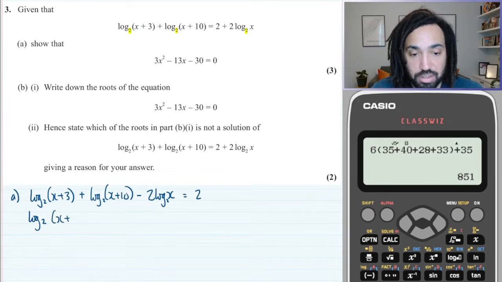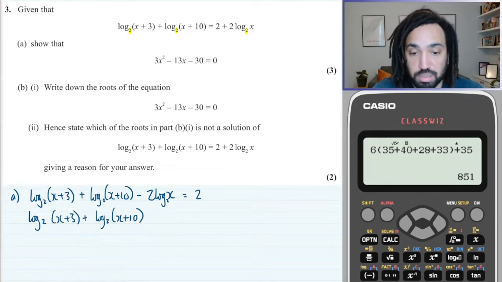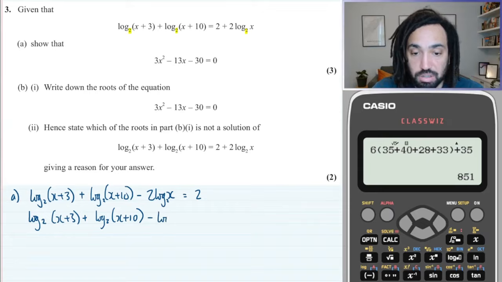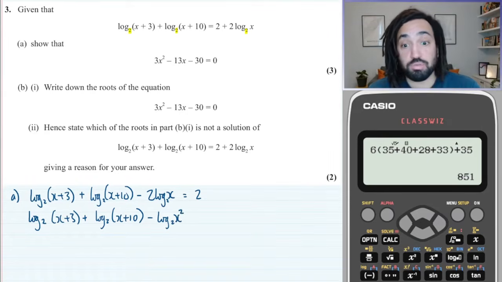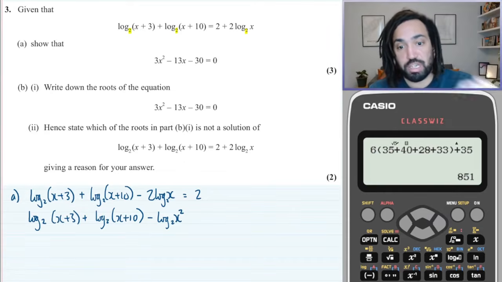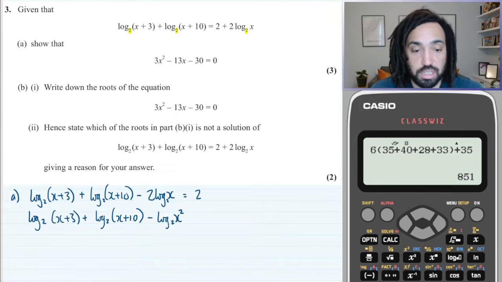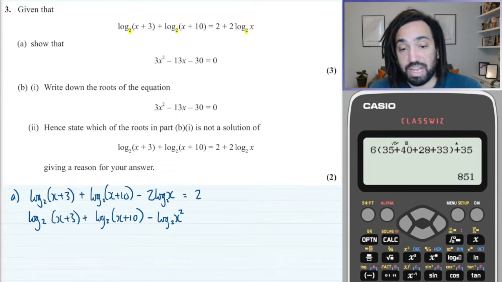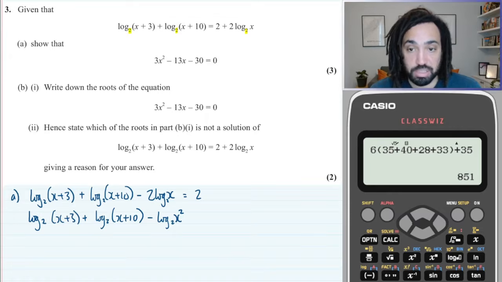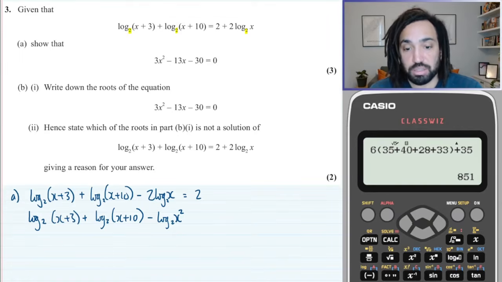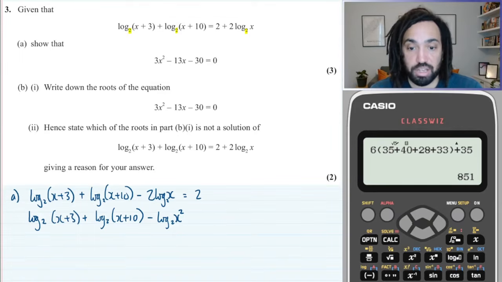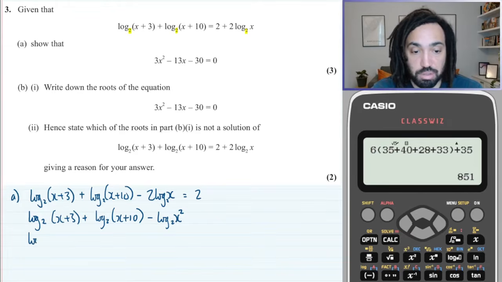Okay, the next thing I'm going to do is collect them all up. Before I do that though, I need to change the fact that there's a coefficient in front of this one. So I'll write that as log base 2 of x squared, using that log rule that the coefficient can become the power of the input of the logarithm, and vice versa. Now we can collect them all together, because when we add logs together, we can multiply their inputs as a single log, and when we minus logs, we can divide by that input to make it a single log.